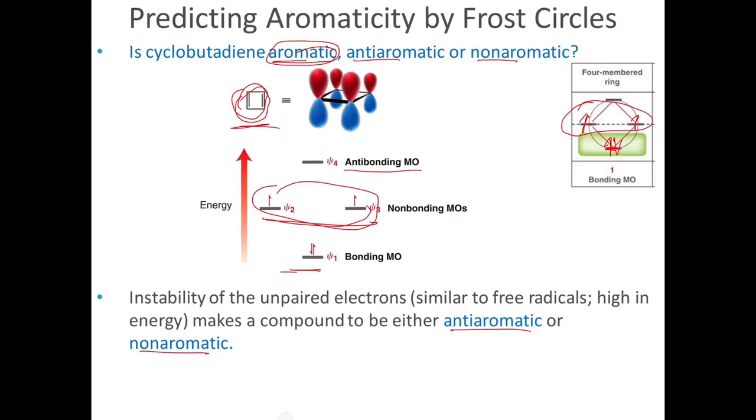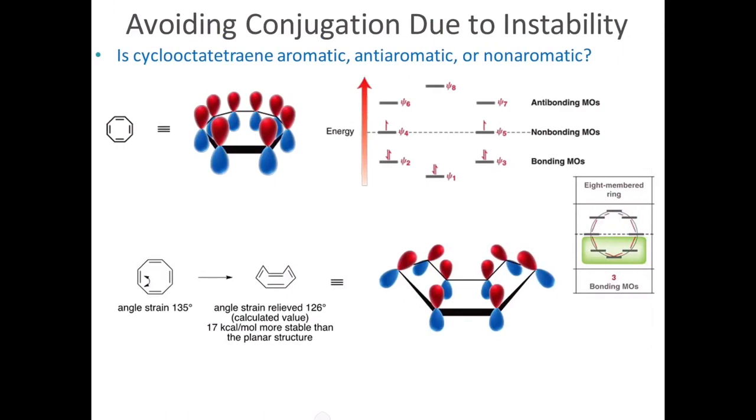Let us go to a more challenging example. In an 8-membered ring, which is cyclooctatetraene, we can predict the aromaticity, but let us see whether we can do that with high precision. Okay? So we can use Hückel's rules, and then we're going to have 1, 2, 3, 4, which implies that it's likely to be anti-aromatic. Okay? Let us use Frost circles.